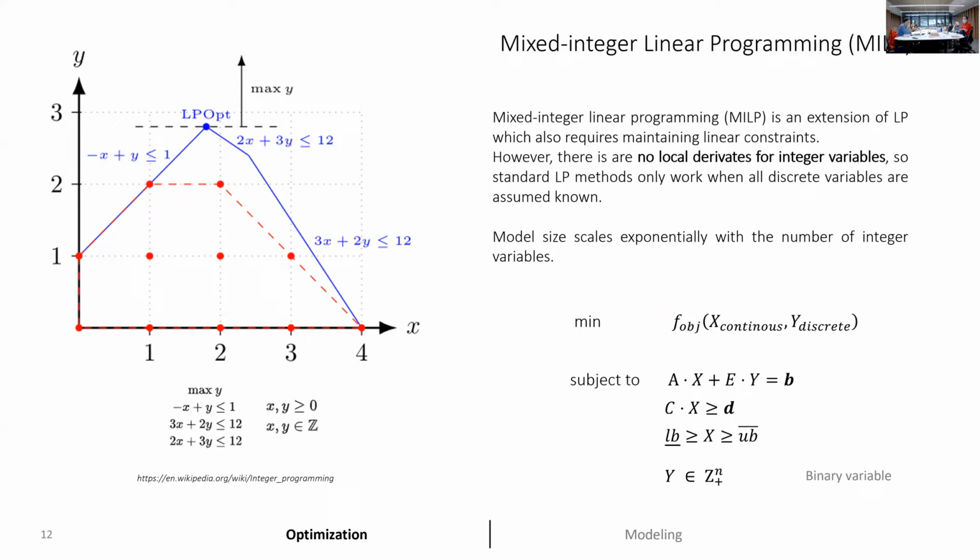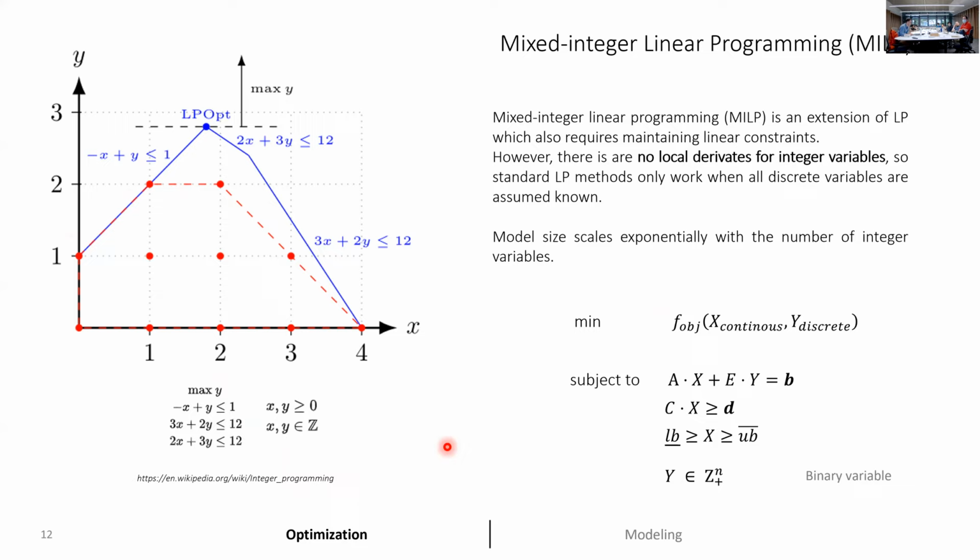I'm taking this example actually from Wikipedia, which is a great way to illustrate MILP in practice. So if you have this set of equations that describe your problem and you want to maximize y here, that gives you the blue lines in the continuous domain.